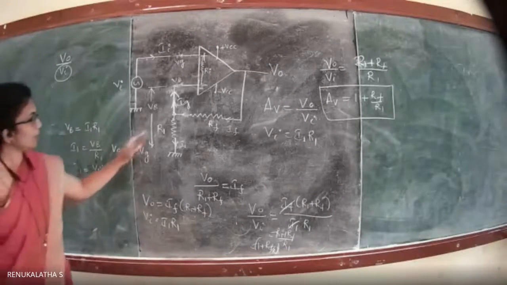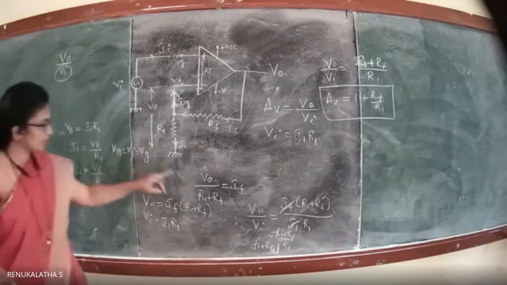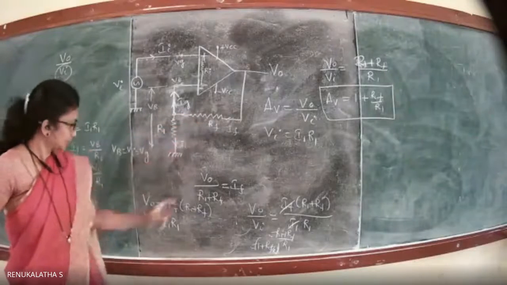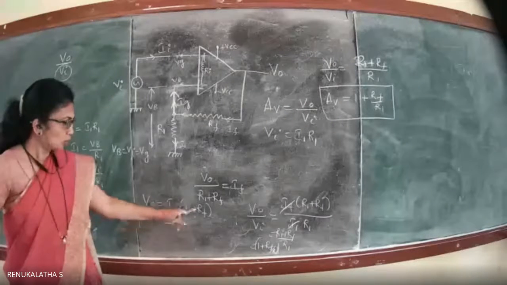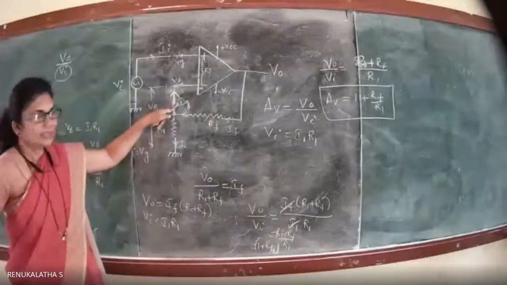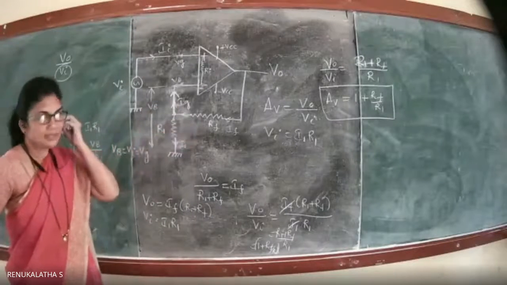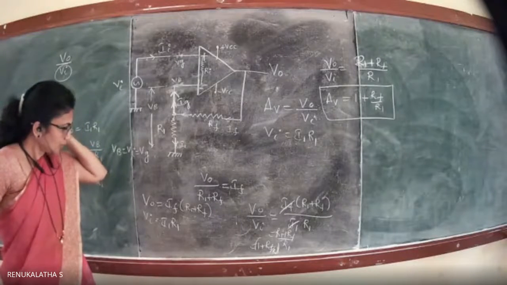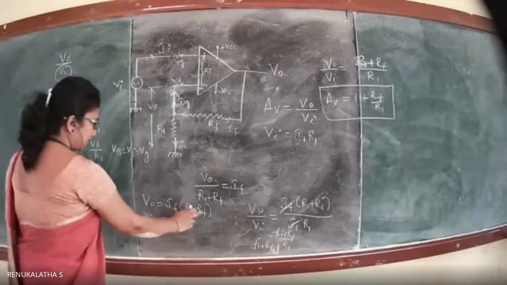Now coming back, what is the other parameter we need? V naught. So what is V naught? Here you will have to find the current IF. V naught is equal to IF multiplied by R1 plus RF. Why are they in series? Because IG is not flowing to the input terminal, hence we consider R1 and RF to be in series. So V naught is equal to IF multiplied by R1 plus RF.